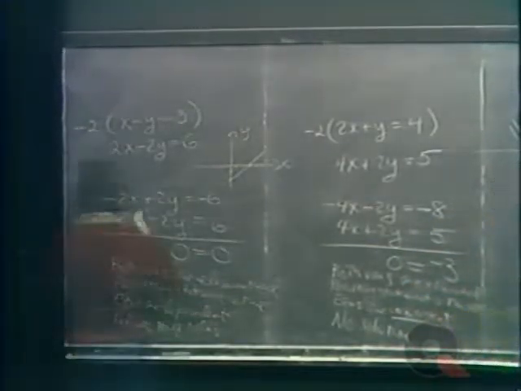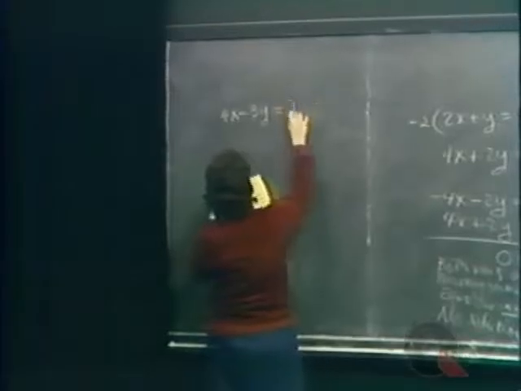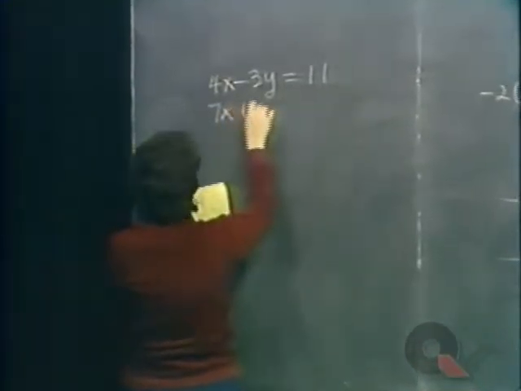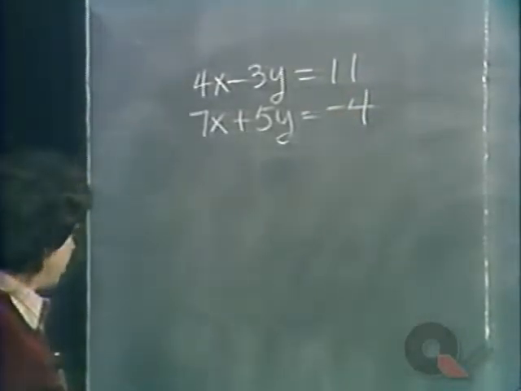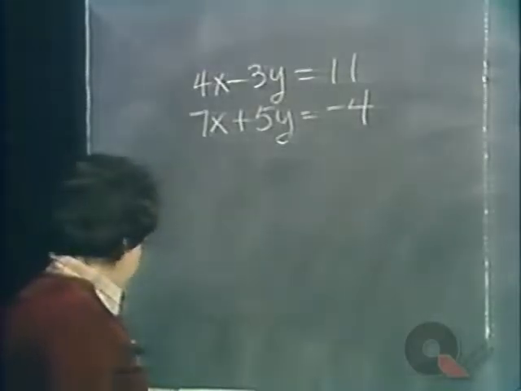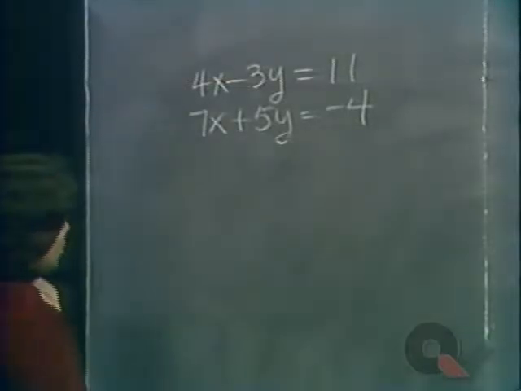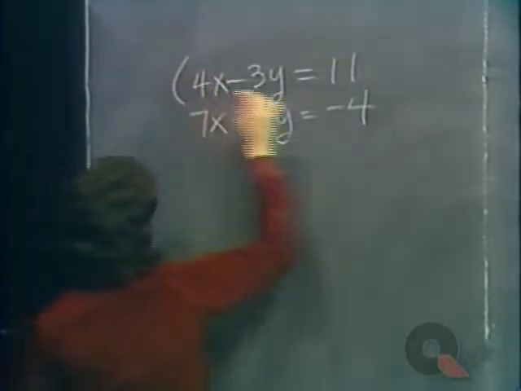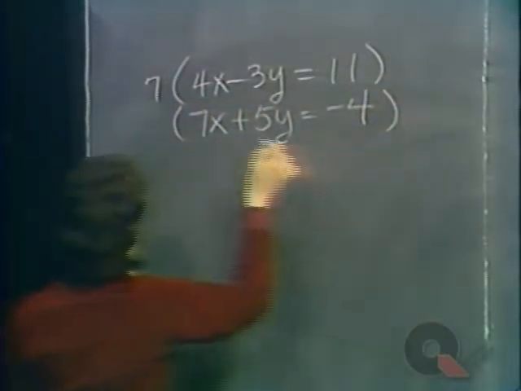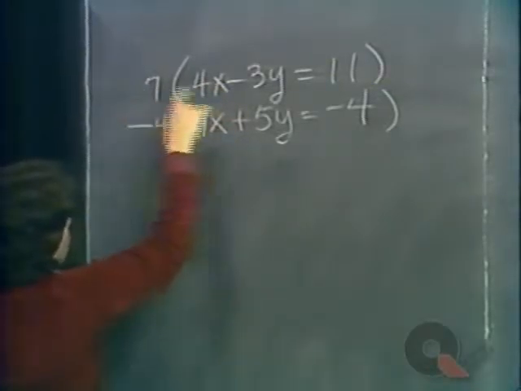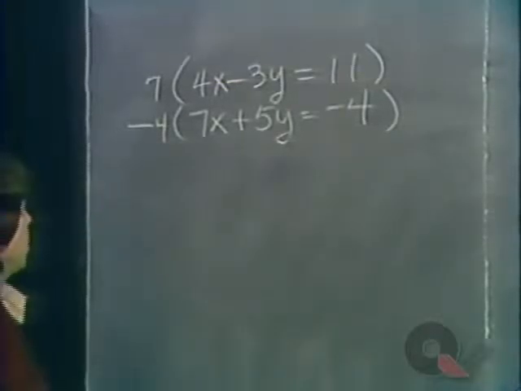The top equation, let's say, is 4x minus 3y equals 11. The bottom is 7x plus 5y equals minus 4. I would like to solve this system of equations. Let's say we start off by eliminating the variable x. To do that, I could multiply both sides of the top equation by, let's say, 7, and both sides of the bottom equation by minus 4. This is to produce a 28x here and a minus 28x here, which will cancel each other out. Let's go ahead and do this.